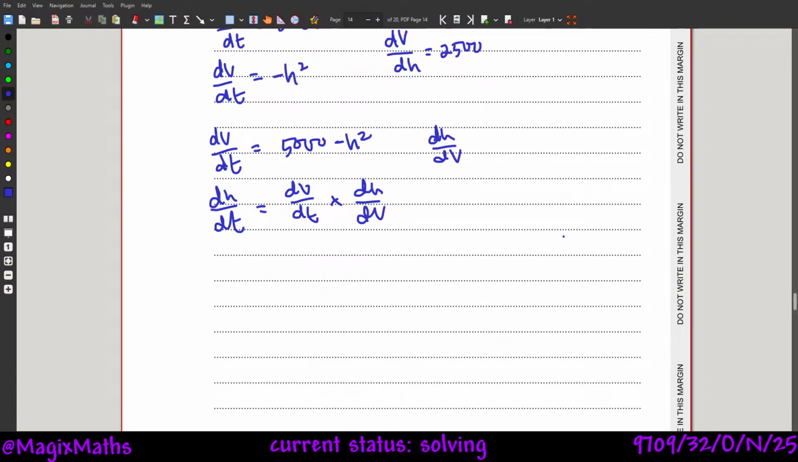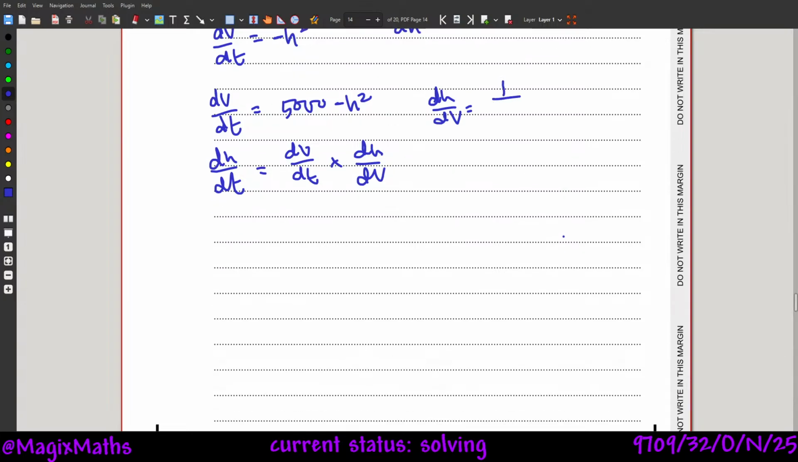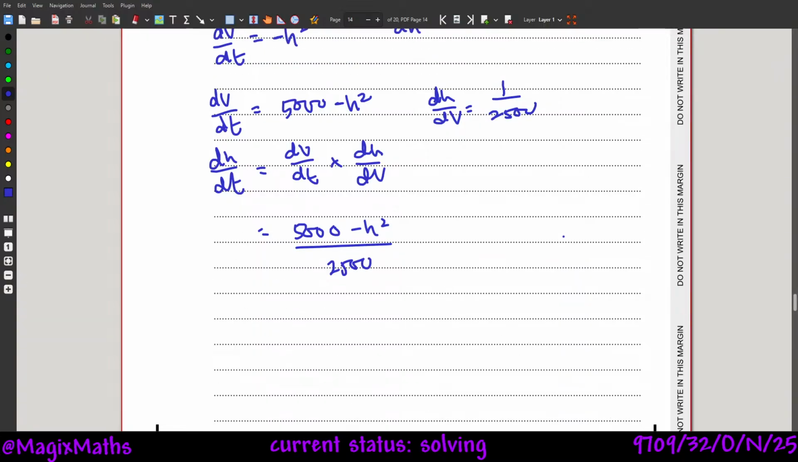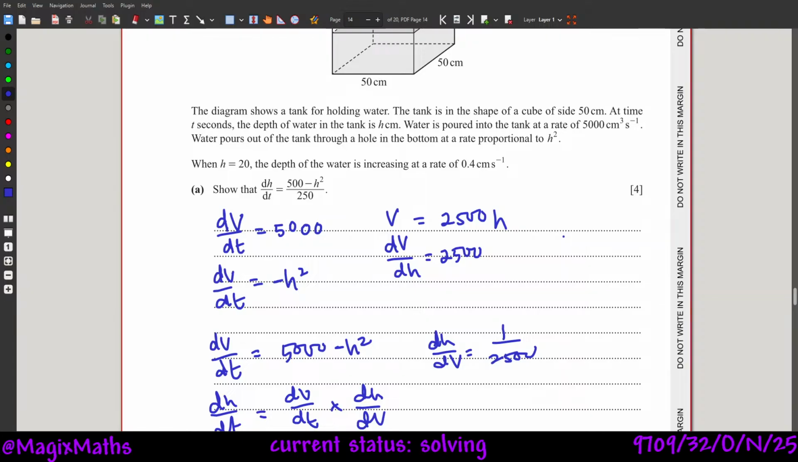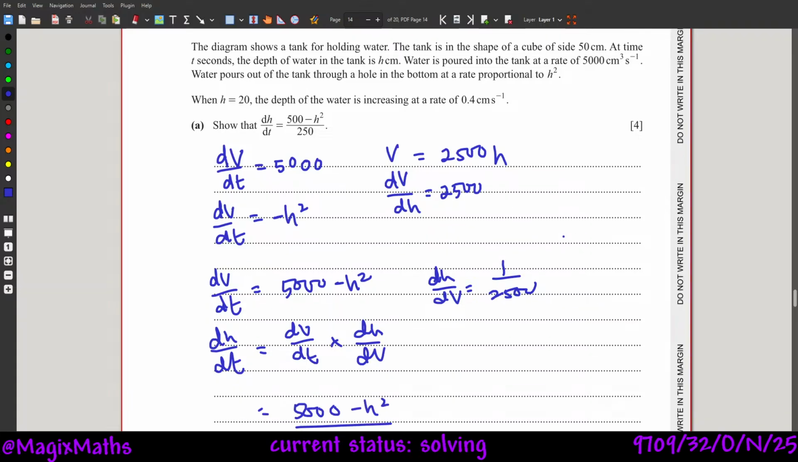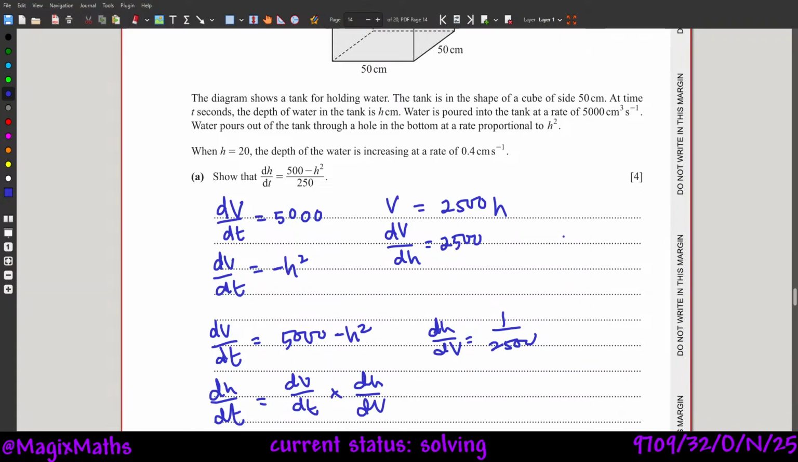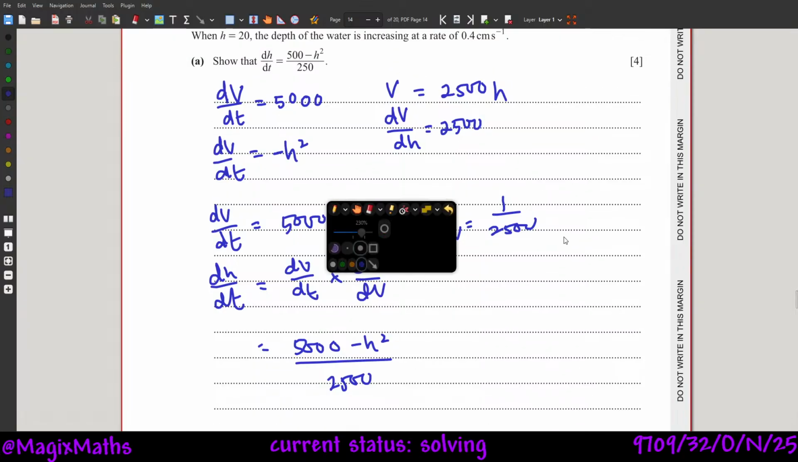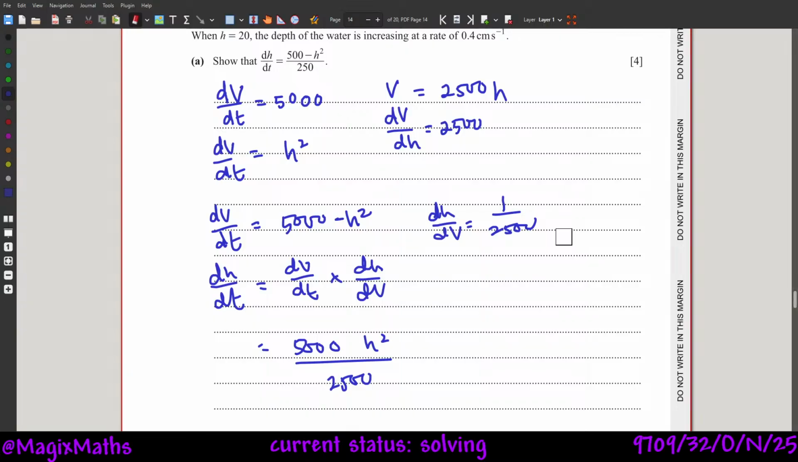dh/dV, from this up here, we have 1 over 500. So that should be 5,000 minus h squared over 500. But water pours out, it says here it's proportional. So it's proportional, which means there is a k value here.